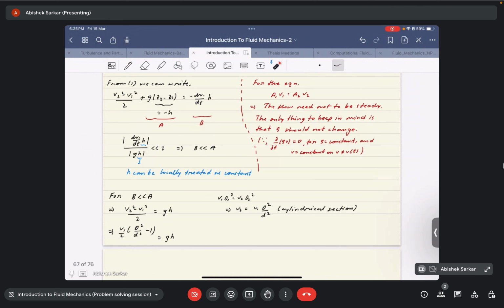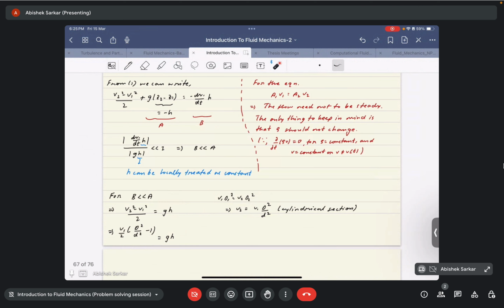Now if we apply the continuity equation, that is v1 d1 square is equal to v2 d2 square, remember that this is not a general form. The general form is basically v1 a1 is equal to v2 a2, but given that we know the geometry, and the geometry is basically a cylinder, the area of cross section of the flow would basically depend upon the diameter of the cylindrical cross section through which the flow passes, right? That's why we can just simplify it into v1 d1 square is equal to v2 d2 square. So if we substitute v2 in terms of v1 in this equation, then we can write v1 square by 2 into (capital D square by small d square minus 1) is equal to gh. This is a simple simplification, substituting v2 in this expression.